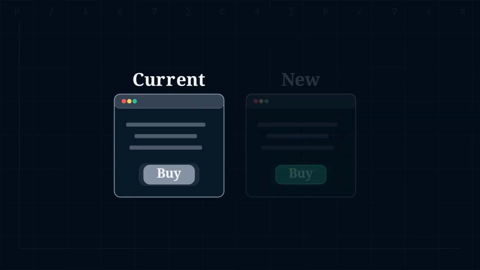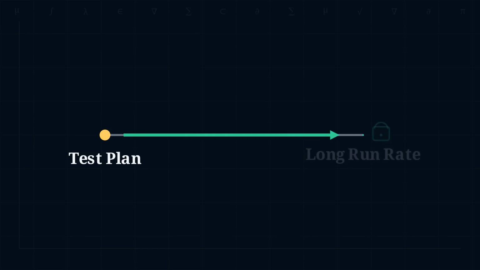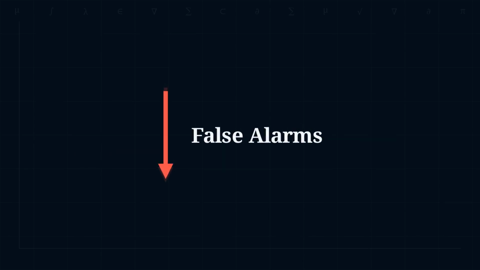Consider a website experiment that compares a new button color against the current version. And suppose you commit in advance to call it a win only if the p-value falls below 5%. That cutoff is not a magical truth detector. It is a convention that, under the null model, and with your test plan fixed, limits the long-run rate of false alarms to a small level.